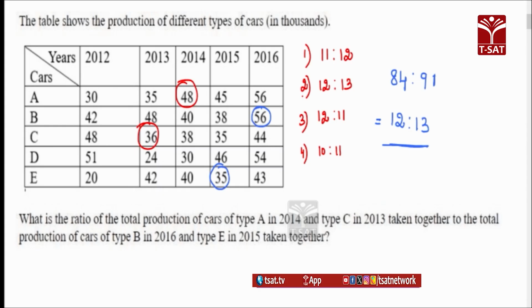Now see here, the moment I look at 2014 type A cards and 2013 type C cards, I know the sum is 84. 84 factors are, you can say, 12 into 7. Therefore, in terms of ratios, definitely option 1 will not come. So you can eliminate option 1 and option 4. There is no possibility to get 11 and 10 in case of 84. So what is the possible number? 12 only. So your possible options are 2 and 3. In that way, you can actually eliminate the options also.